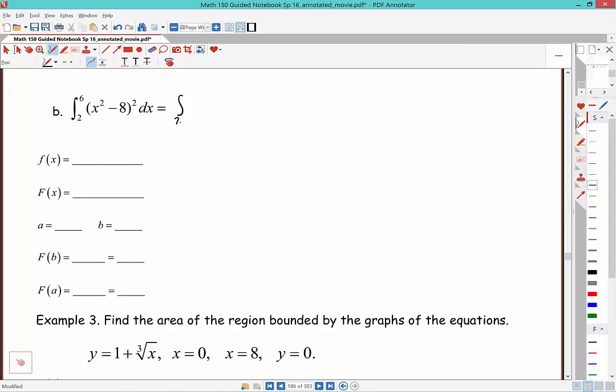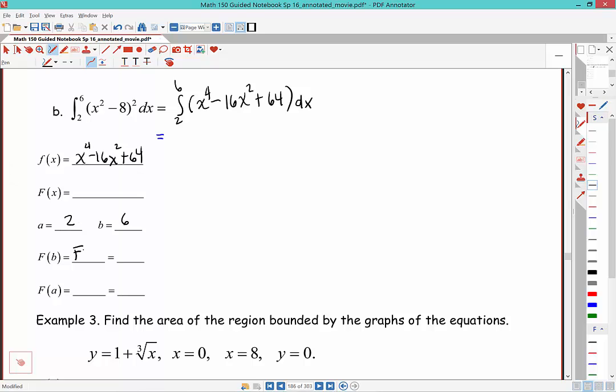This integral as the integral from 2 to 6, and when we expand out that square, we're going to have x to the 4th minus 16x squared plus 64 with respect to x. So now we're ready to perform the integration. So now we can say that our function is x to the 4th minus 16x squared plus 64. Our a is 2, b is 6.